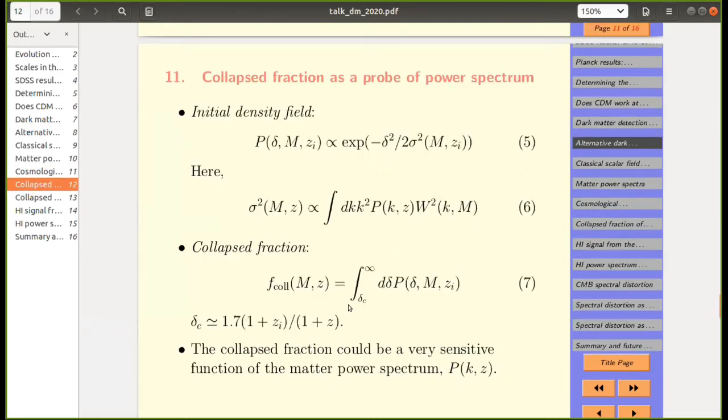So here, again, very briefly, I'll try to say how collapse fraction can be a probe of the power spectrum. It's a strikingly simple idea, actually. The initial density field is Gaussian. So what we do is we take the density field in the universe and we filter it on a certain mass scale or length scale. And because it's a linear process, the density field is still Gaussian. And we ask the question, what fraction of this density field is collapsed, as the Gaussian becomes broader and broader as time evolves.